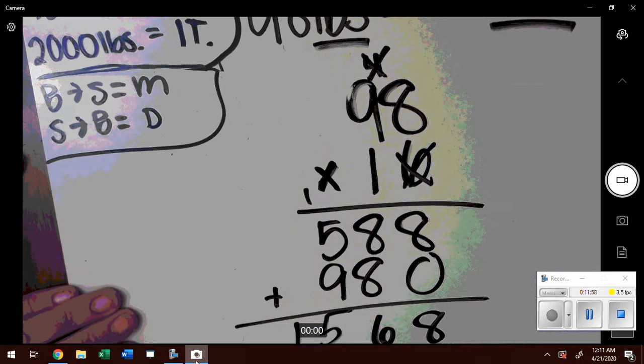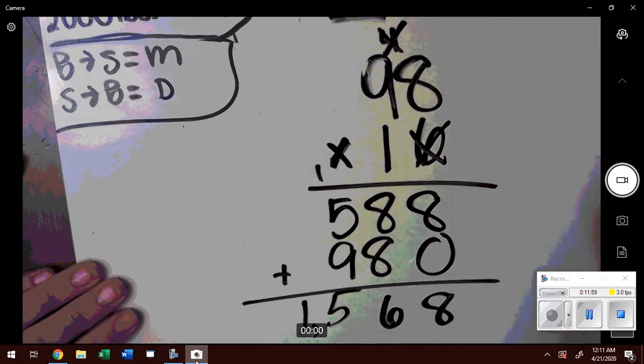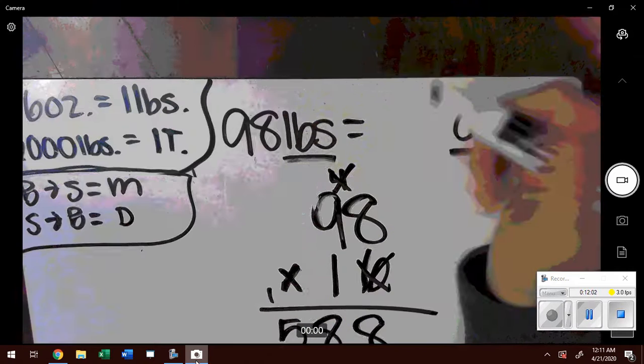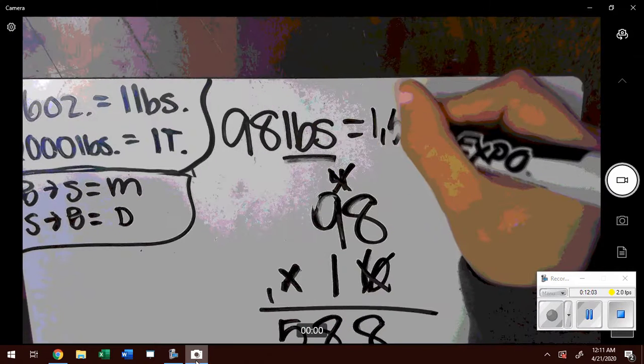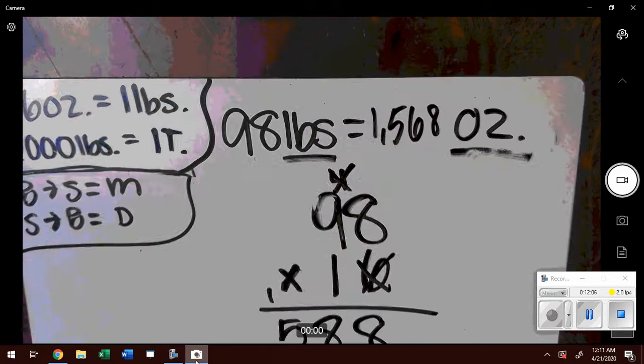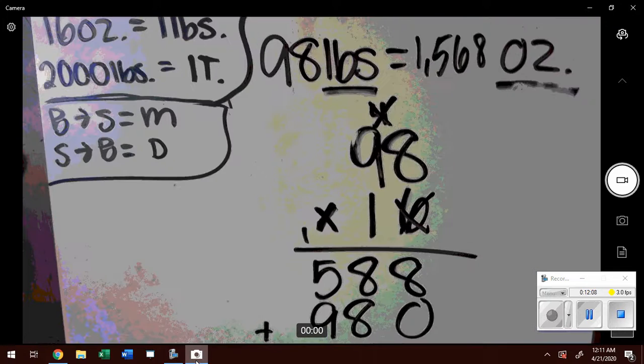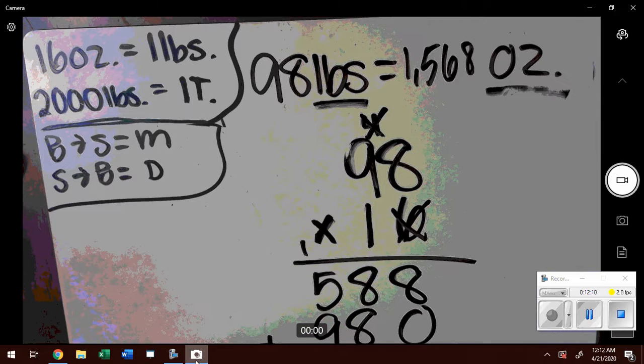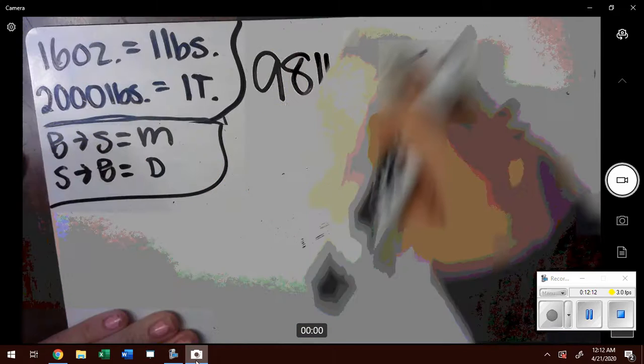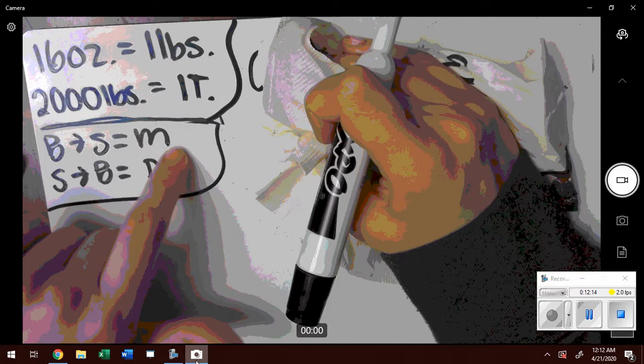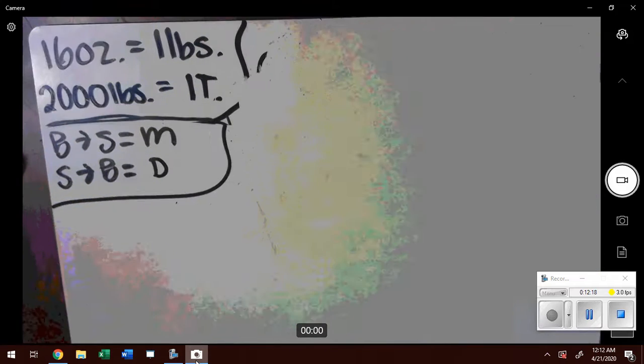And I get 1,568. So 98 pounds equals 1,568 ounces. All right, on to the next one. Again, if you can memorize this right here, it will make conversions so much easier for you.